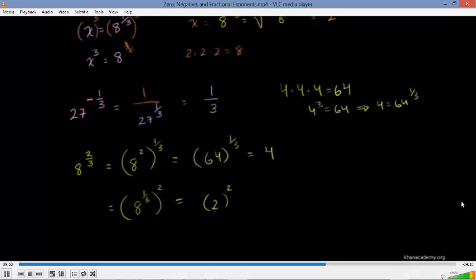And, lucky for us, 2 squared is also equal to 4. So it doesn't matter which way you do it. You could take the square and then the third root, or you could take the third root and then square it. You're going to get the exact same answer.